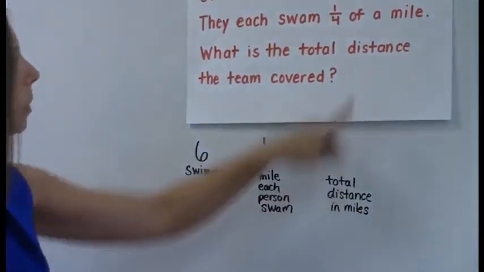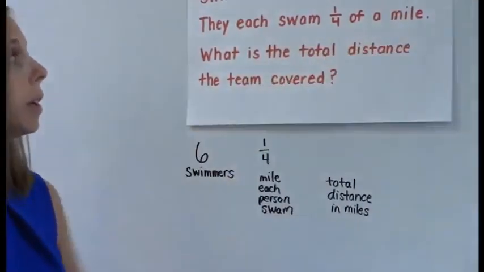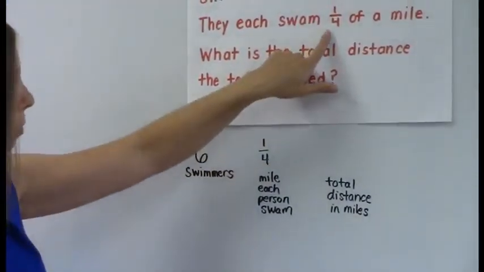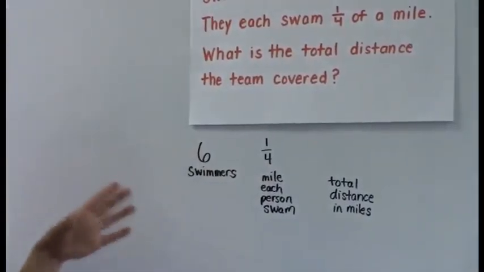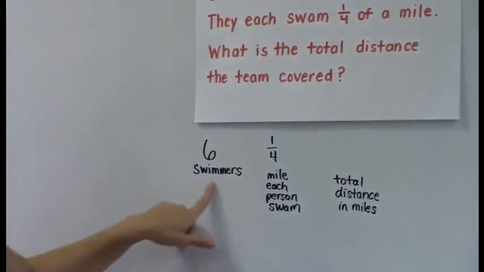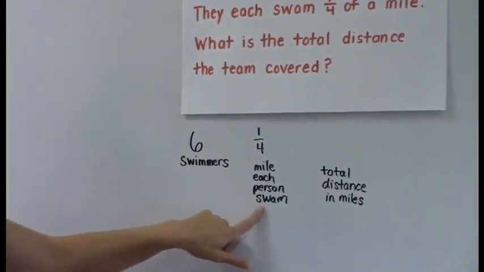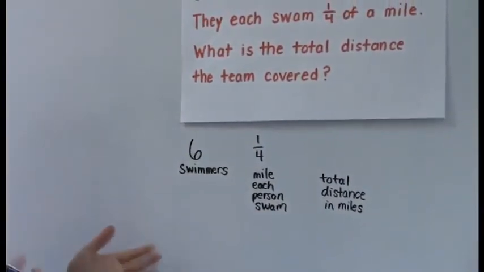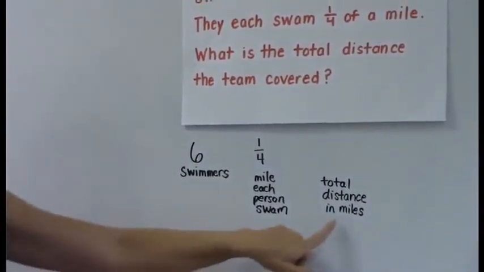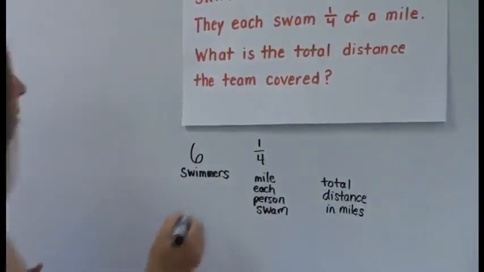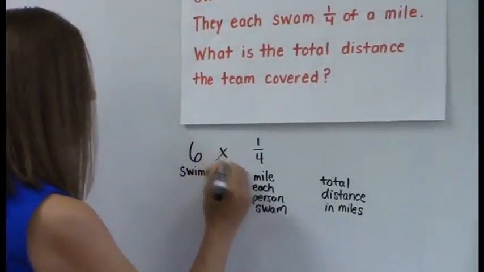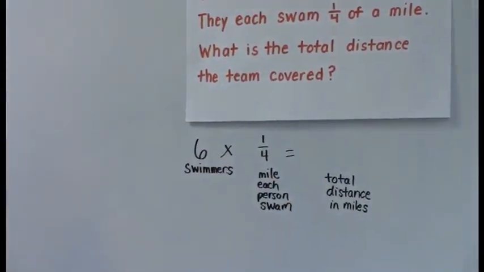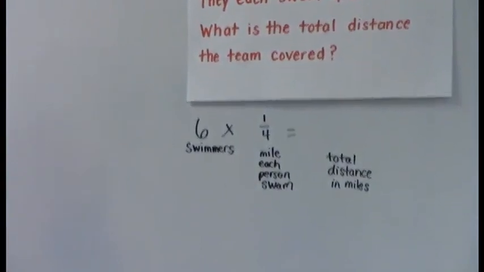And I included the label of in miles because that's the unit of measure that is used for the distance that each person swam. So let's look at what we have so far. 6 swimmers are each swimming 1/4 of a mile. And I know that that tells me that I can do multiplication to figure out the total distance in miles. So I'm going to set up an equation. And then I'm going to use a number line to help us solve the problem.